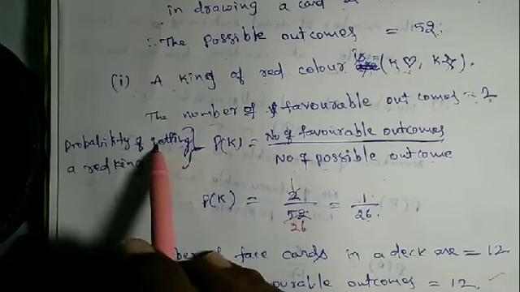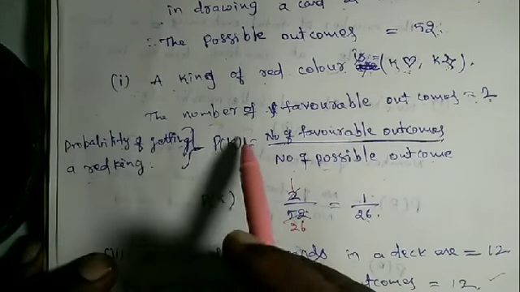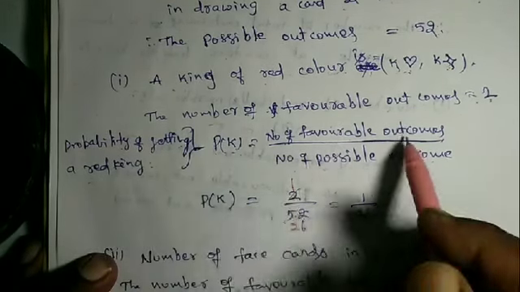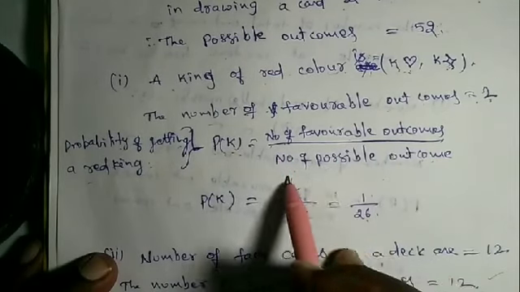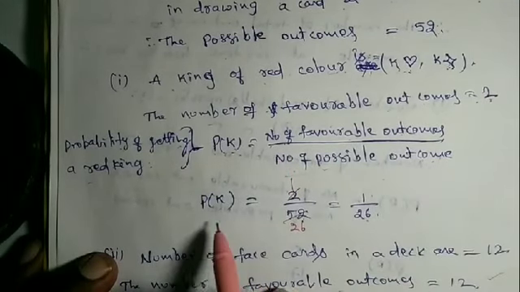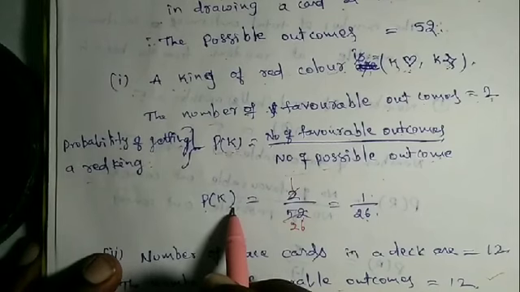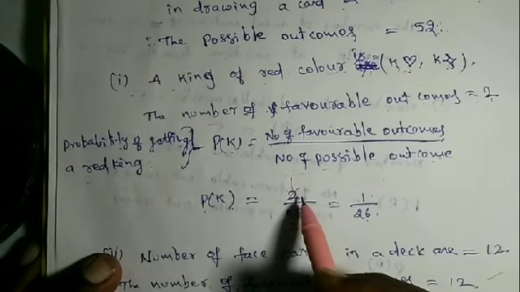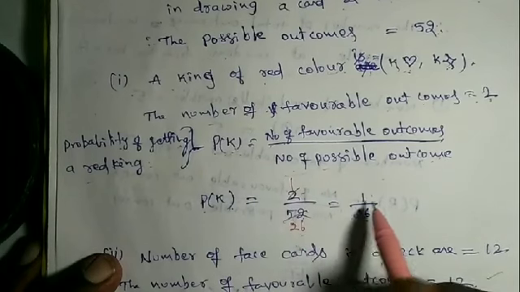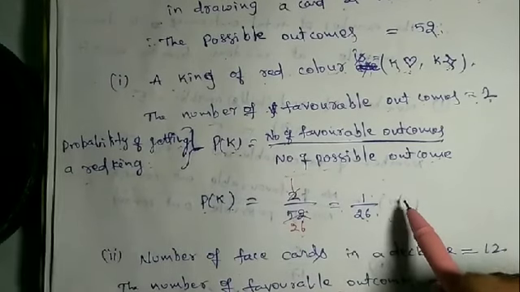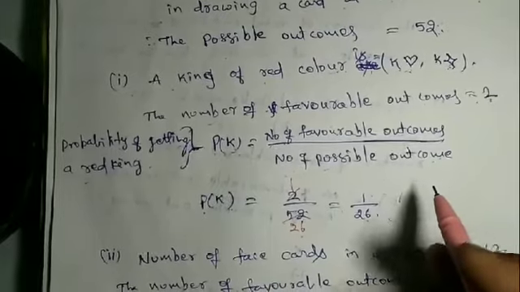So the probability of getting a red king is equal to, this is the formula, number of favorable outcomes by number of possible outcomes. Probability of getting a red king is equal to 2 by 52. 2 ones are 2, 2 twenty-sixes are 52. That is equal to 1 by 26, which is our answer.